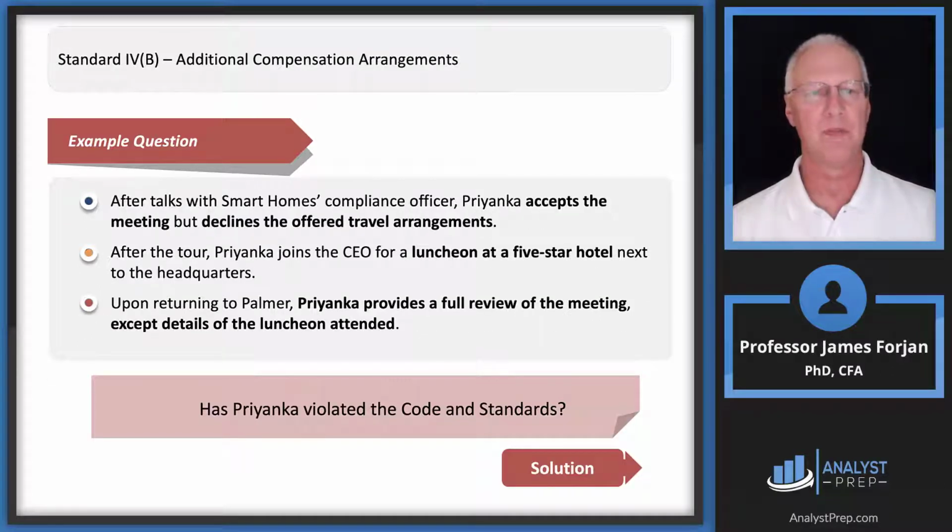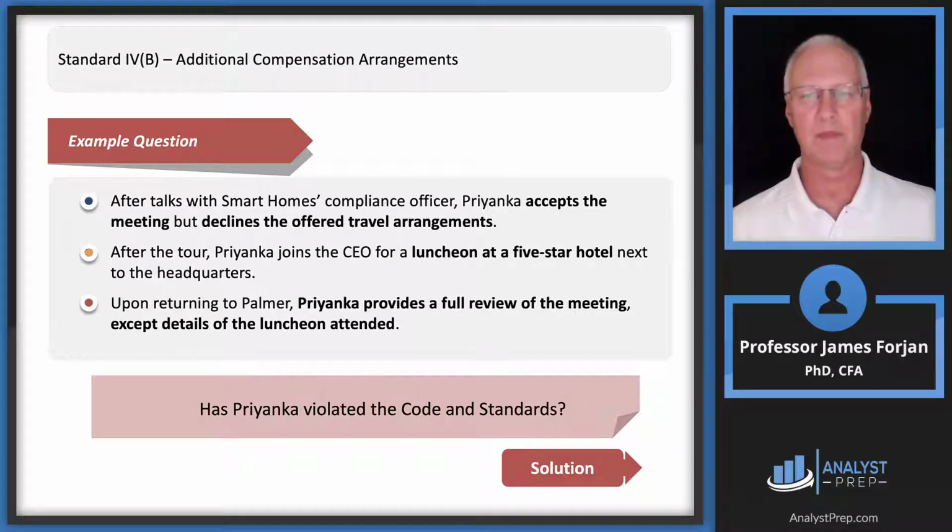All right, accepts the meeting but declines the offered travel arrangements. All right, that sounds super reasonable, right? Let's see. The analyst then joins the CEO for luncheon at a 5-star hotel next to the headquarters. Well, I mean, we have to eat, right? So 5-star hotel, does it matter if it's a 5-star hotel or a 1-star hotel? I'm not sure about that. Let's see. Provides, upon returning, a full review of the meeting, except the details of the luncheon attended. Has the analyst violated the Code and Standards? So what do you think about this?